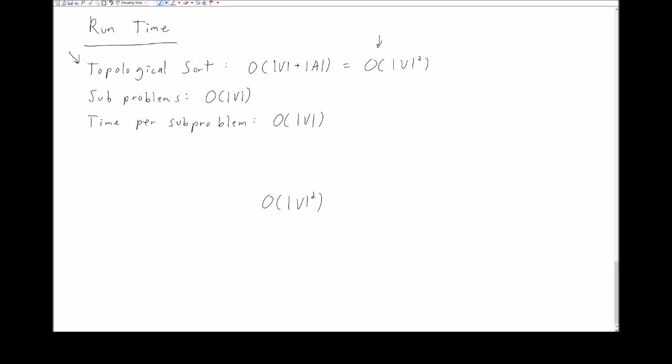Then we have to look at how many subproblems there are. There's going to be a subproblem for every vertex, so there are order V subproblems. The time that we spend in each subproblem is looking over a min of at most V particular values. So taking a min of V values is going to take order V time. These two things together are going to take order V squared time. So our algorithm is going to take order V squared time for the topological sort, and then order V squared time for the actual dynamic programming execution. And so the total runtime of our algorithm is going to be order V squared.